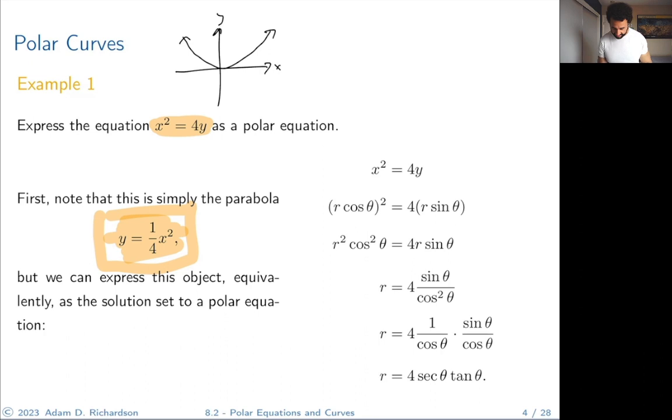So remember that x is r cosine theta and y is r sine theta. When we plug those values in for x and y, we're changing the equation into the form of a polar equation. Now we can do some simplifications. We could divide both sides by r, as long as r is not 0. If r is 0, we're going to be at the origin anyway. So when r is not 0, we can do this division and simplify, and we'll get r equals 4 sine theta over cosine squared theta, which simplifies to this.